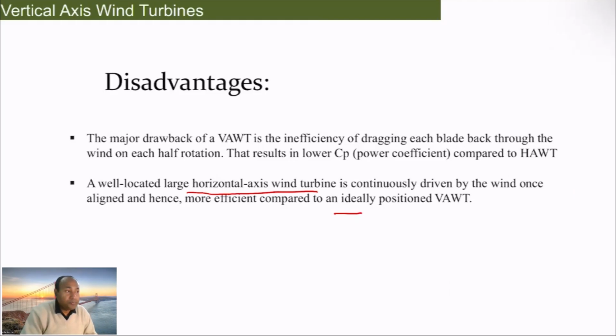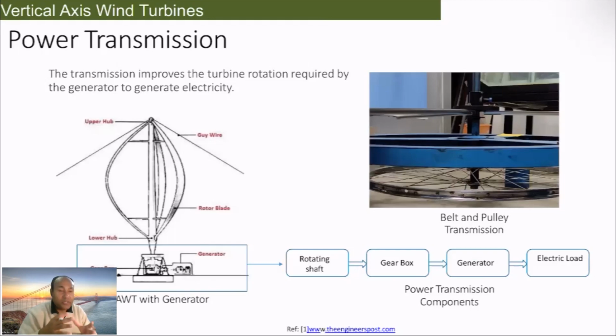Then if you look at the power transmission part, you see this connects with the generator. This is the blades with the mainframe. Then you have a rotating shaft to gearbox to generator and electrical load, and you can see a simple power transmission system there. So these are the different kinds of vertical axis wind turbine that one can design and have advantage over that.